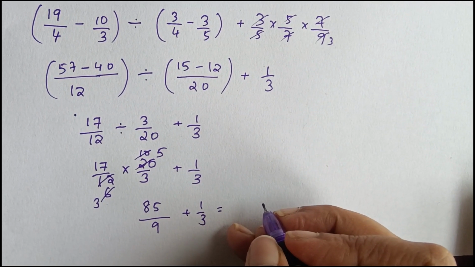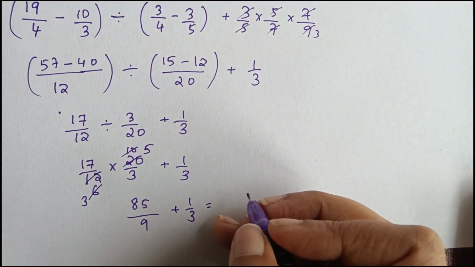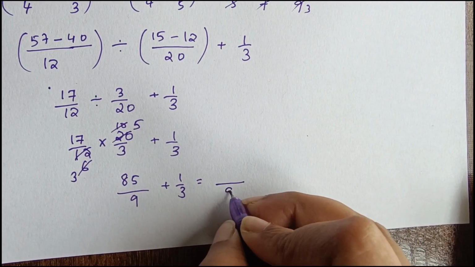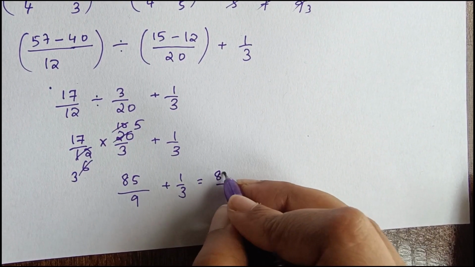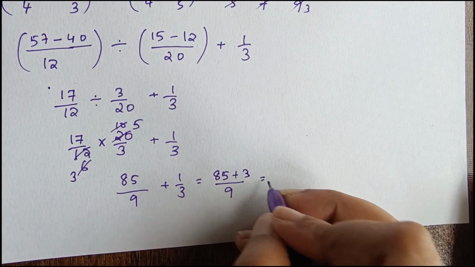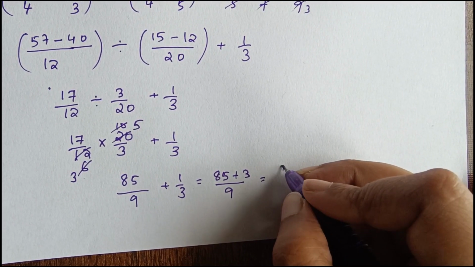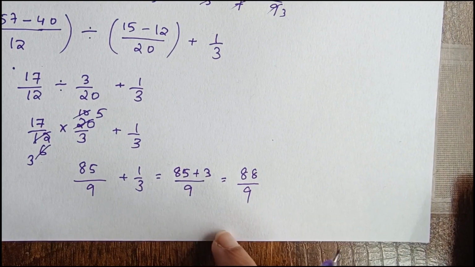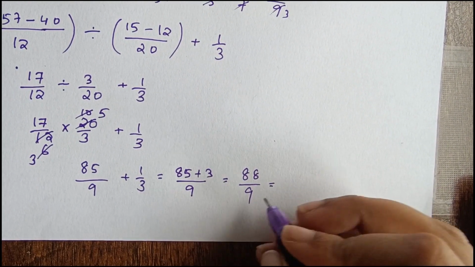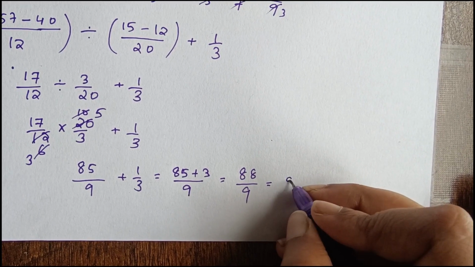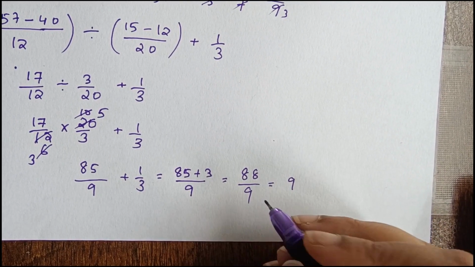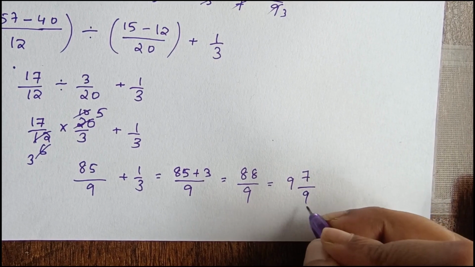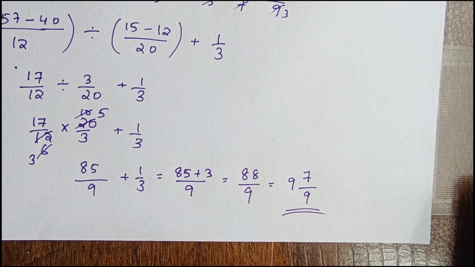So again you will need to solve this using by finding the LCM. So the LCM will be 9, 85 plus 3, that is 88 by 9. So sometimes you will need to convert this into mixed fraction. So 9 into 9, 81, and the balance will be 7. So 9, 7 by 9 is the answer.